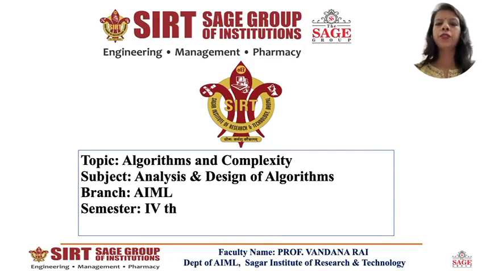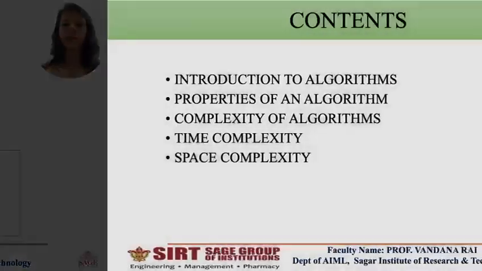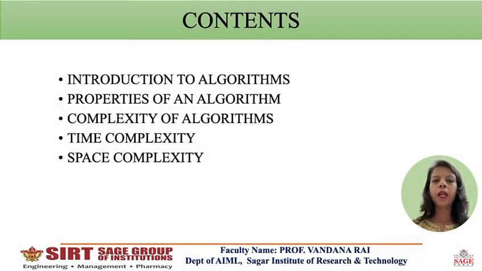Here in this lecture series, we will discuss algorithms and analyze those algorithms and their complexity. So let's start with the basics which we are going to cover here. First is the introduction of an algorithm, then the properties of an algorithm, then the complexity of an algorithm. Here we will discuss two types of complexity: first, time complexity, and second, space complexity.